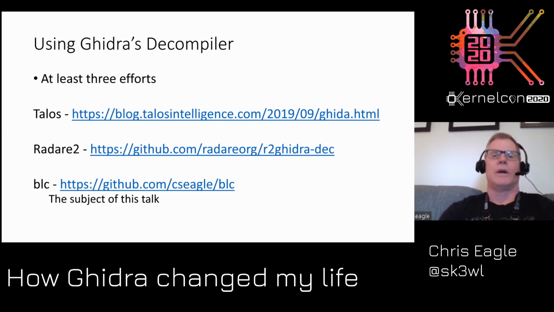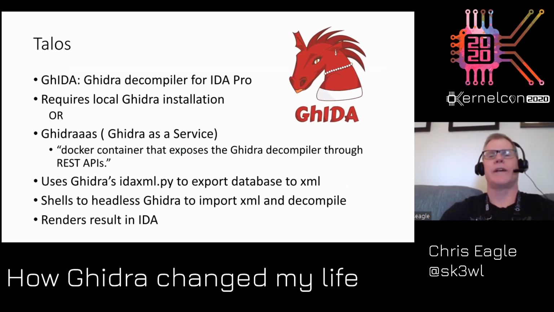There's another effort associated with Radare, and that's available out on GitHub. And then there's the effort I'll talk about today, which is known as, I call it BLC. And we'll get to that in more detail after I talk briefly about the Talos effort and the Radare effort. So Talos's tool, I guess it's called Ghidra or Ghidra. I'm not sure how you'd say that, but they call it the Ghidra Decompiler for IDA Pro.